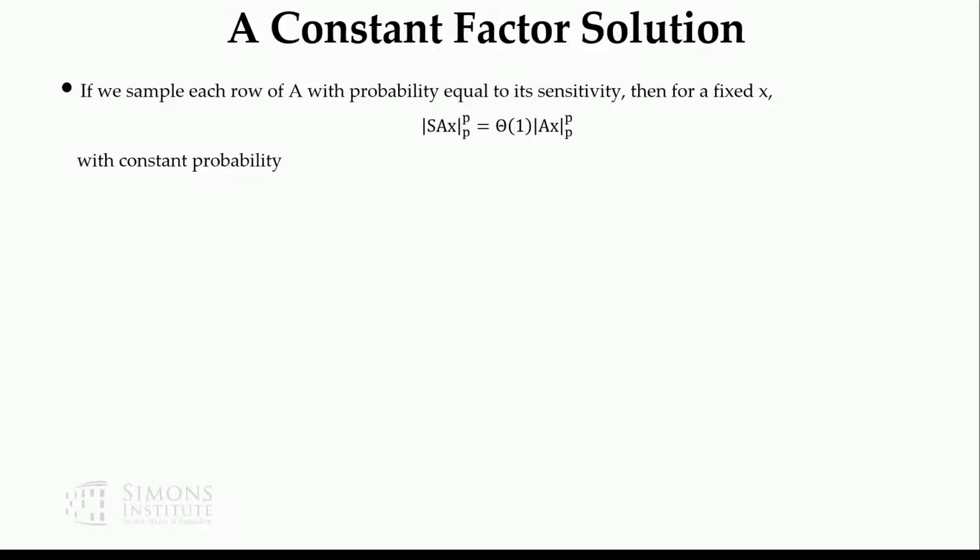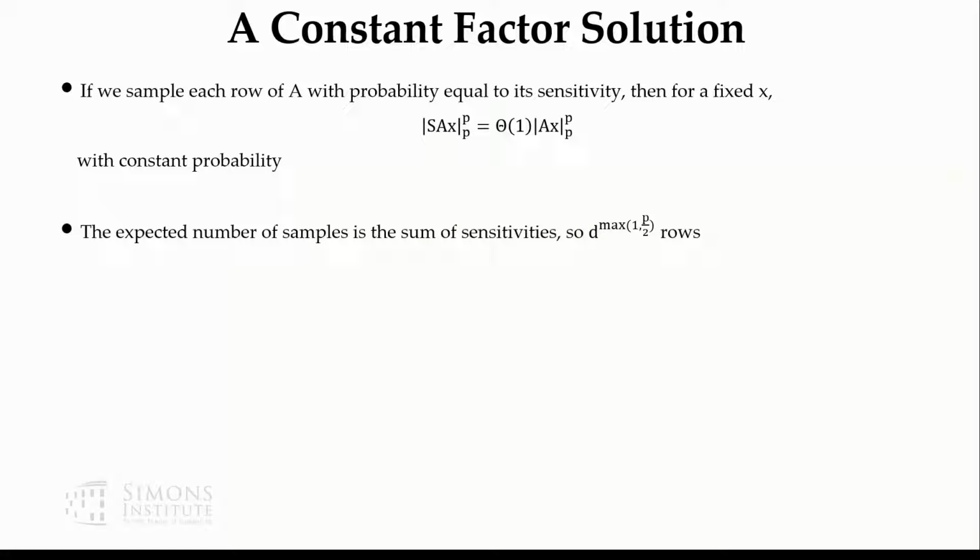Here's how you do it. If you sample each row of A with probability equal to its sensitivity, then what you can show is that for a fixed vector x, the p norm of SAx is within a constant factor of the p norm of Ax with constant probability. This is just an expectation, second moment method argument. And what is the expected number of samples that you take? For each row, if you're including it with probability proportional to its sensitivity, then the expected number of samples is the sum of the sensitivities, which we said is fairly small.